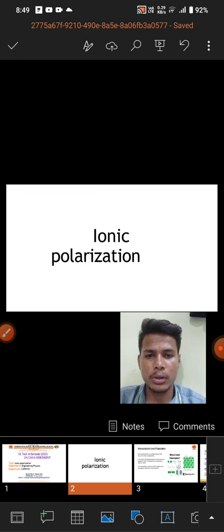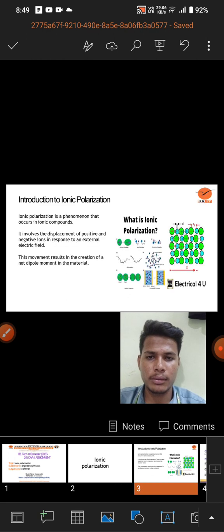Let's discuss ionic polarization. Introduction to ionic polarization: ionic polarization is a phenomenon that occurs in ionic compounds. It involves the displacement of positive and negative ions in response to an external electric field. This movement results in the creation of a net dipole moment in the material.